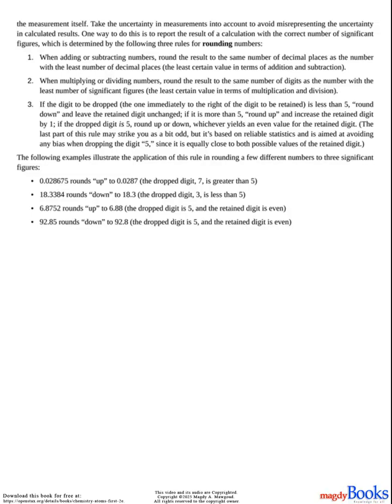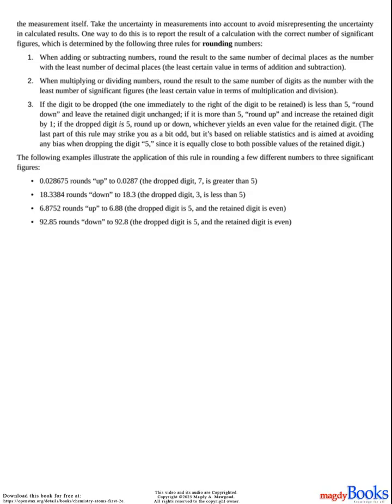1. When adding or subtracting numbers, round the result to the same number of decimal places as the number with the least number of decimal places, the least certain value in terms of addition and subtraction. 2. When multiplying or dividing numbers, round the result to the same number of digits as the number with the least number of significant figures, the least certain value in terms of multiplication and division.